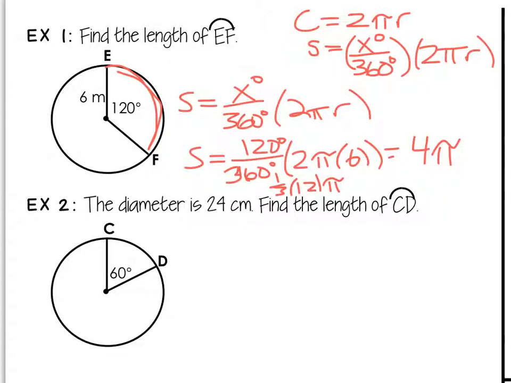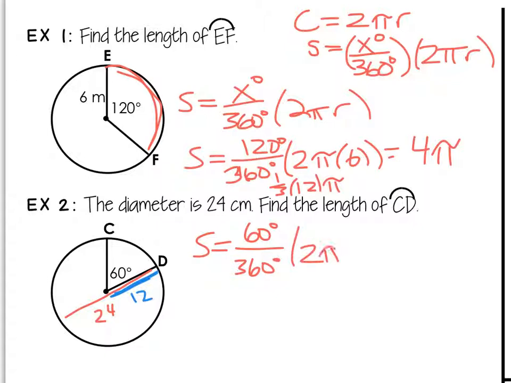Okay. Example 2, the diameter is 24, but my circumference formula needs to have in it the radius. So I'm going to use 12 in my formula. Now we can also use circumference equals pi d, and if you know that formula, then good for you. You can use that. But I'm going to use just the same one again. So 60 degrees out of 360 times 2 pi times 12, not 24. And we'll simplify this so we get 1/6 times 24 pi, which would be 4 pi.